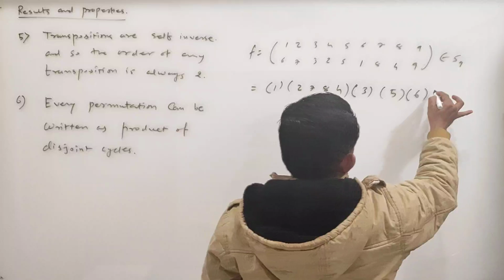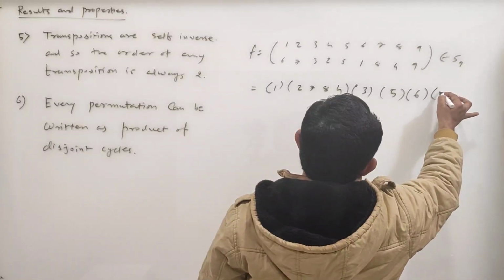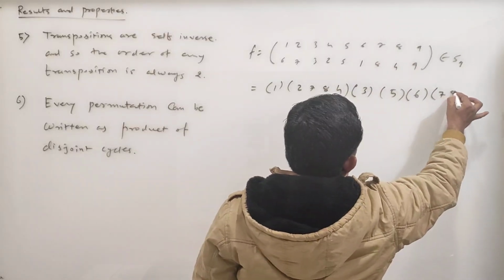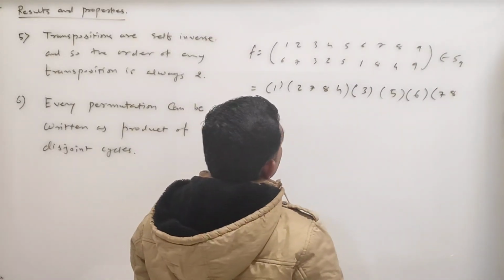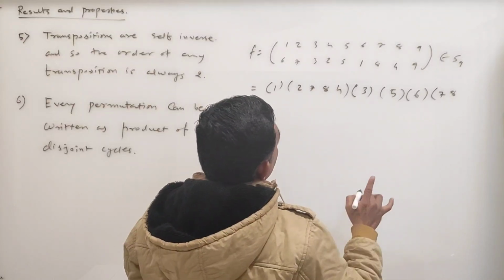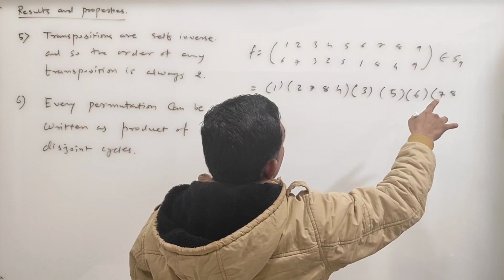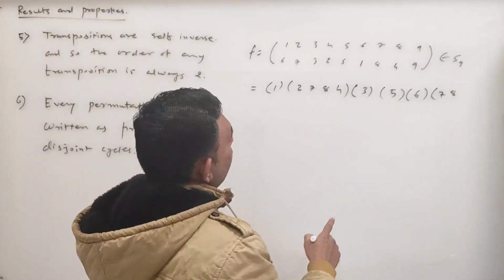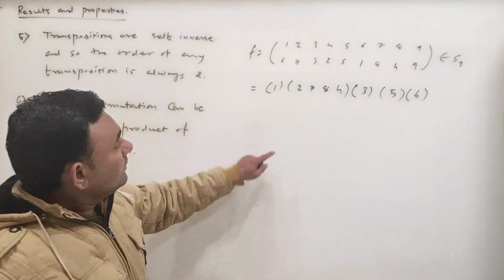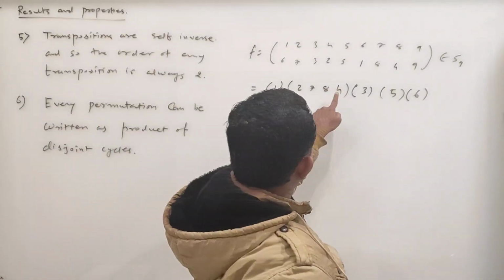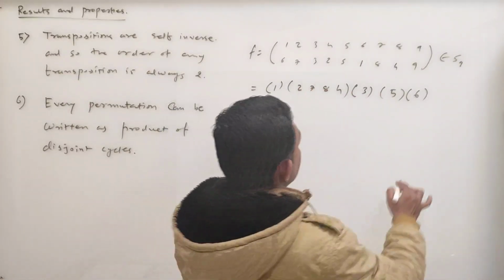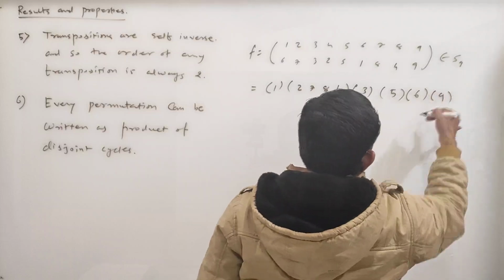Now 7 is missing. 7 goes to 8, 8 goes to 4, but 4 is already here. Okay, sorry, 7 is already here, right? So no need. 1 2 3 4 5 6 7 8 and 9 is missing. Yes, so 9, and 9 goes to 9.